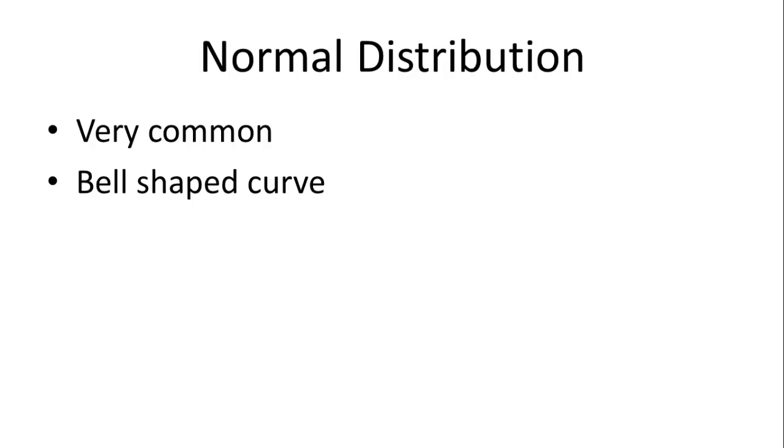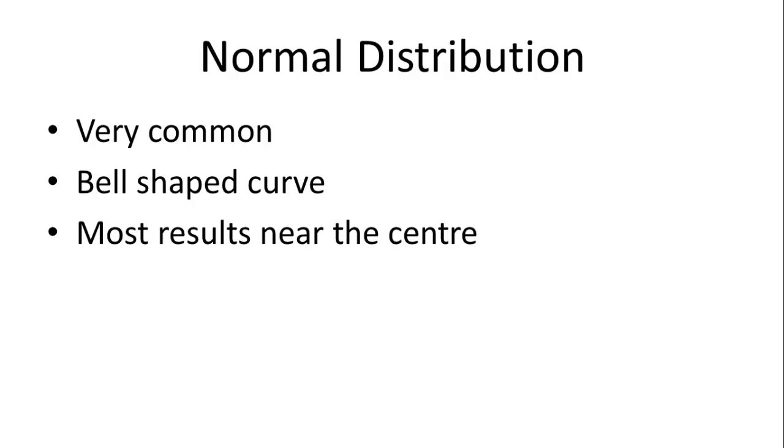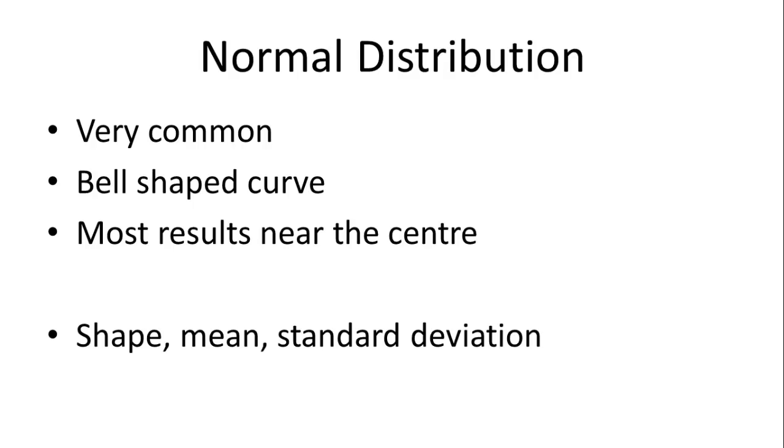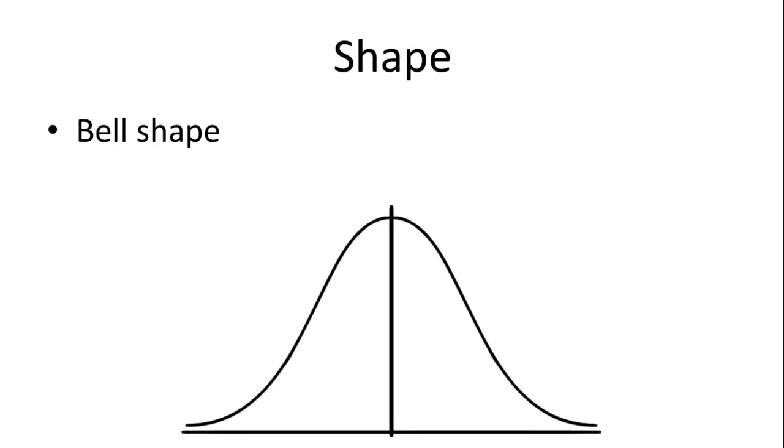Most data is going to be concentrated in the center, and that's what gives it the bell-shaped curve. Now today we're going to talk about three things with this one: the shape, the mean, and the standard deviation. Now the standard deviation is probably something that's a little bit new for some of you. Don't worry about what it is for now.